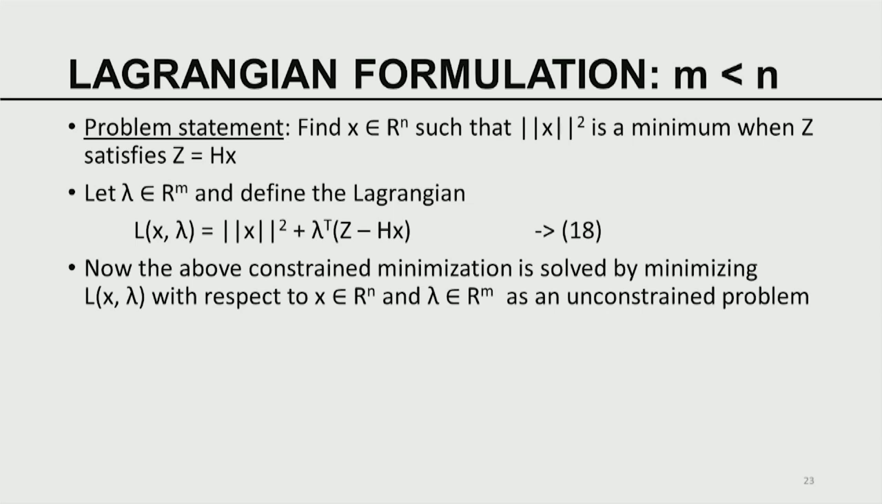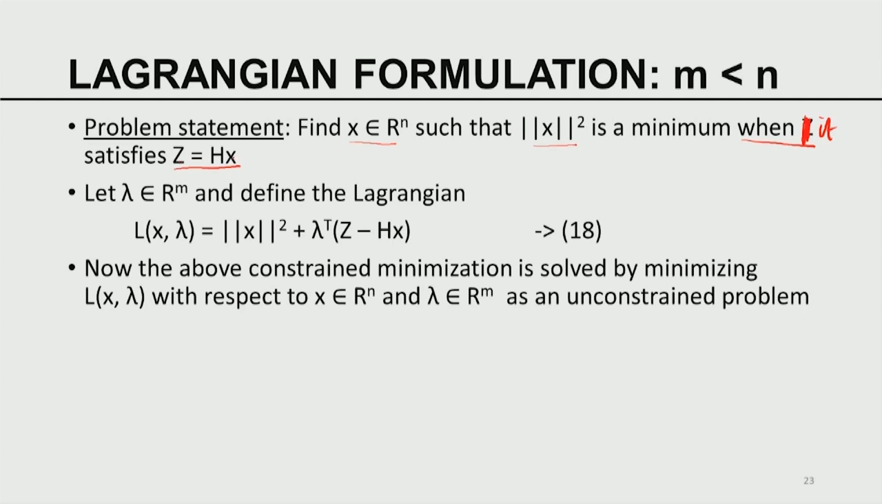So what is the problem statement? How do I state the new version of the problem? Find the vector x belonging to R^n such that its norm is the minimum. Look at that now. I am not interested in any vector. I am interested in picking a solution with a minimum norm. But that x not only must have a minimum norm, it also must satisfy z equal to h(x). So the problem statement is: find x such that the square of the norm is the minimum when it satisfies z equal to h(x). That is the constraint, and the norm of x must be minimum. We formulate this as a Lagrangian multiplier problem. So let lambda belong to R^m, because z is a vector in the m-dimensional space.